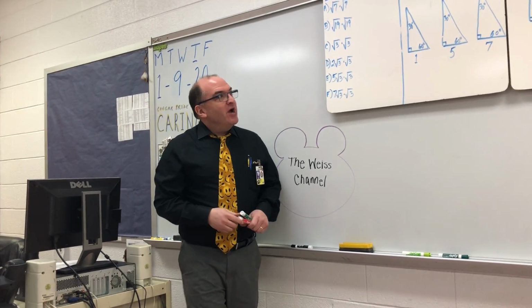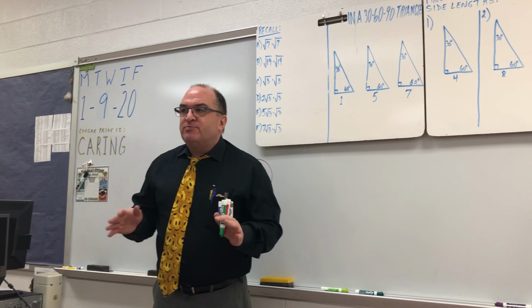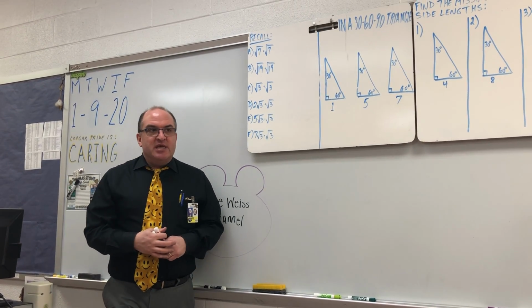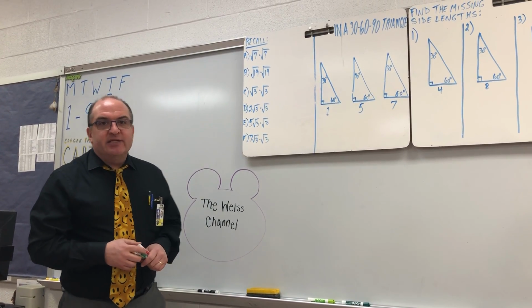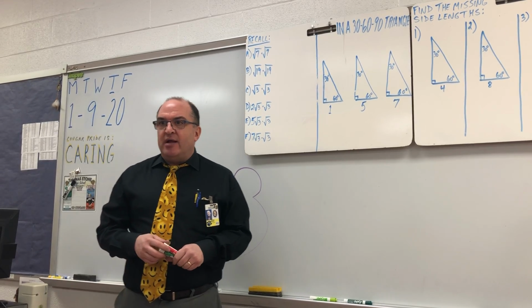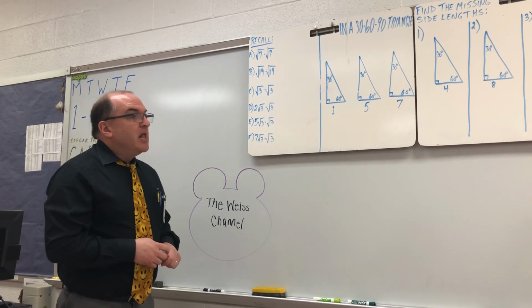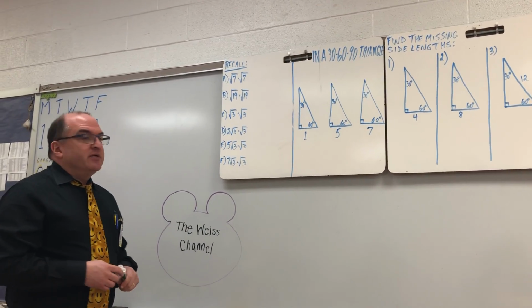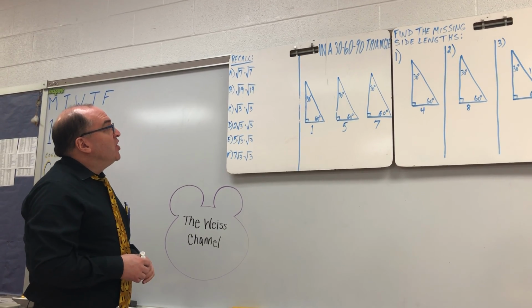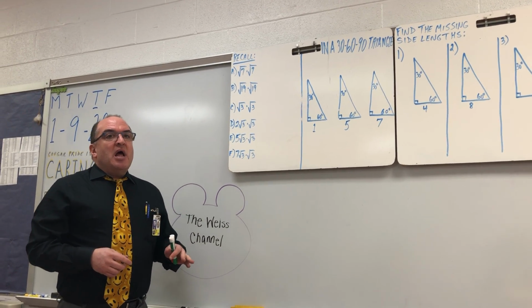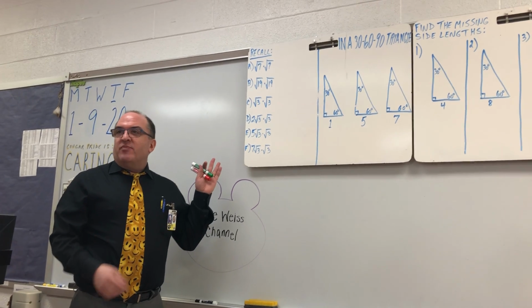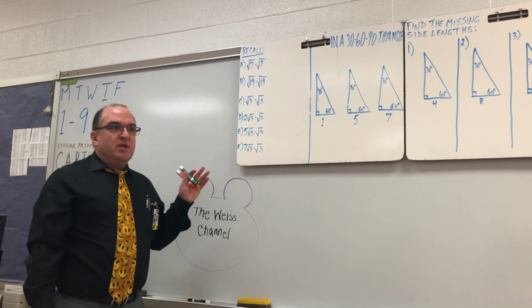Okay, today we are going to start talking about special right triangles. And this one we're talking about today is the 30, 60, 90 triangle. Okay? I need you to watch. Alright, so first of all, I'm going to ask you to recall something from algebra.